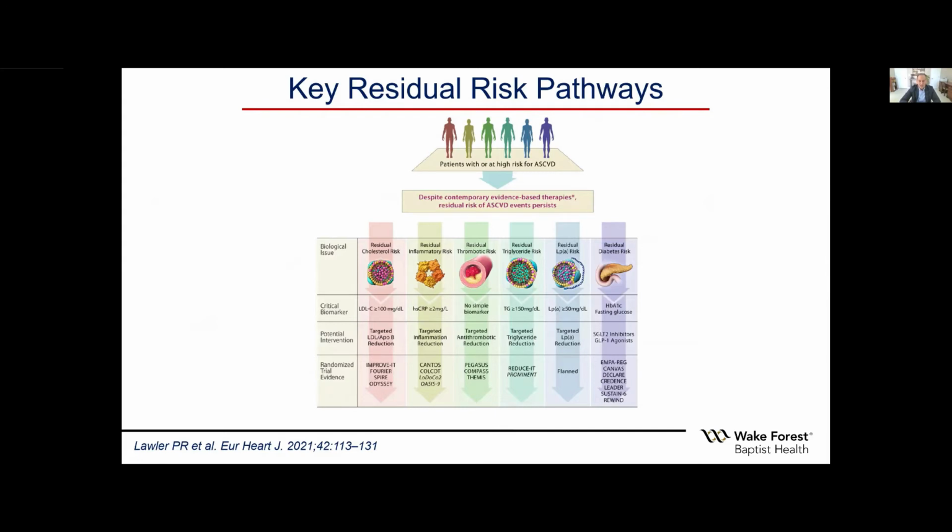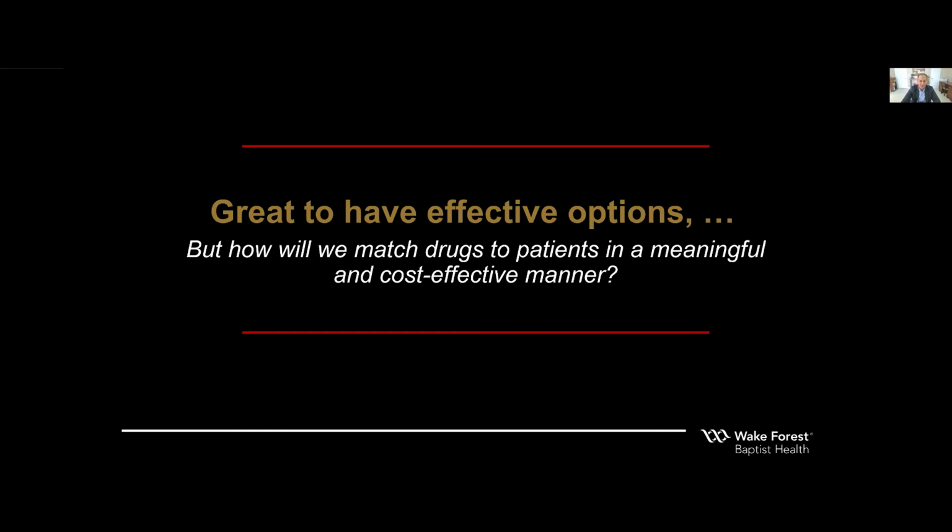The change has been, though, that unlike a few years ago, where we only knew about other residual risk pathways beyond cholesterol risk, we knew about other lipid pathways, triglycerides and Lp(a), as well as orthogonal pathways, inflammatory, thrombotic, and diabetes risk. We knew about these, but we didn't have tools to do anything about it. Now, fortunately, today we have new tools and evidence that tells us that if we target these additional pathways in patients where they are present, we can improve cardiovascular outcomes. So we have many more options and a much better evidence base. It's really wonderful to have all these effective options, but the question now is, how are we going to match these drugs to patients in a meaningful and cost-effective manner?